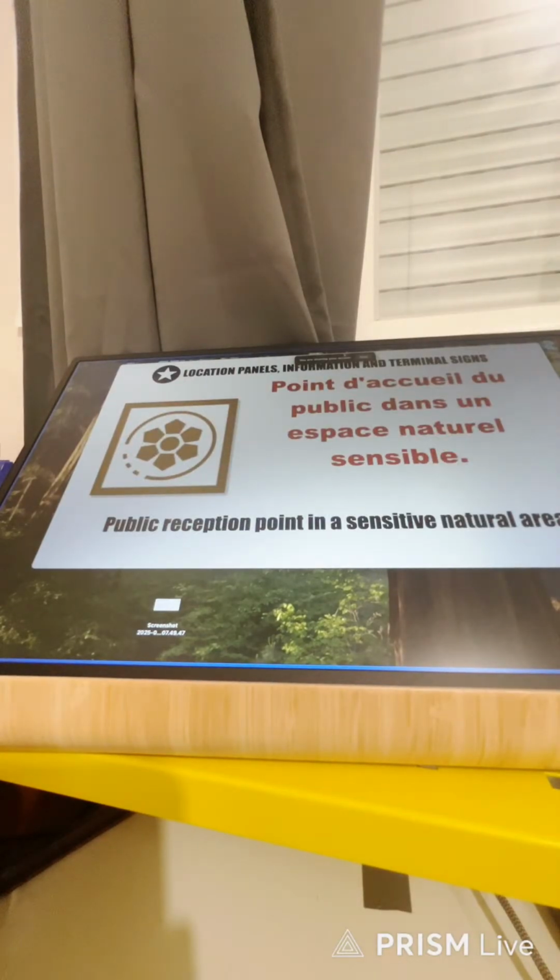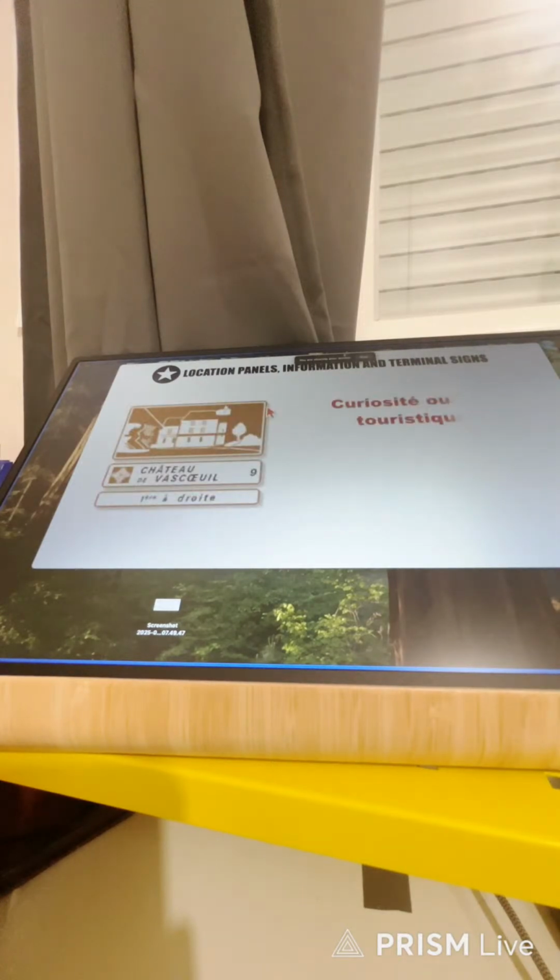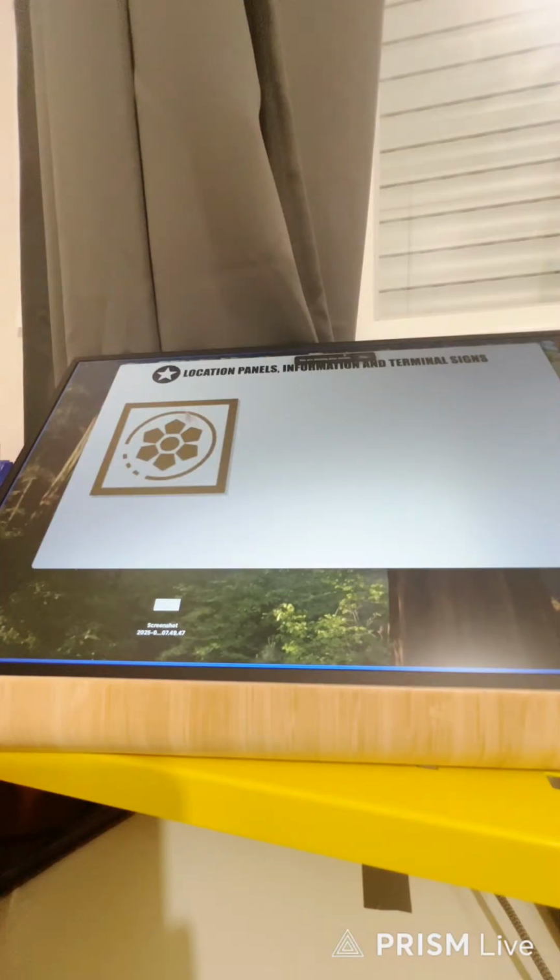This one is also called point d'accueil du public dans l'espace naturel. It's like an information desk for tourists. Maybe when you get to this city that you are going to and you want to ask for information, this is the panel that you are going to see. They will not put that information panel in a city where there are no tourists, but where there are tourists, this is the panel that they will put there, where you can get information about the place that you are.